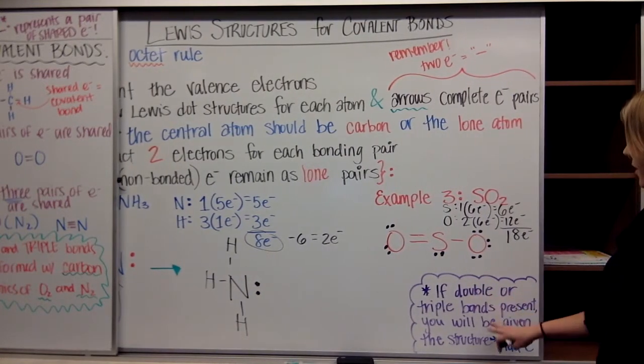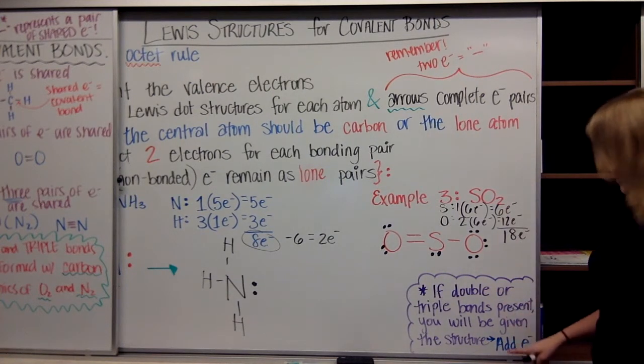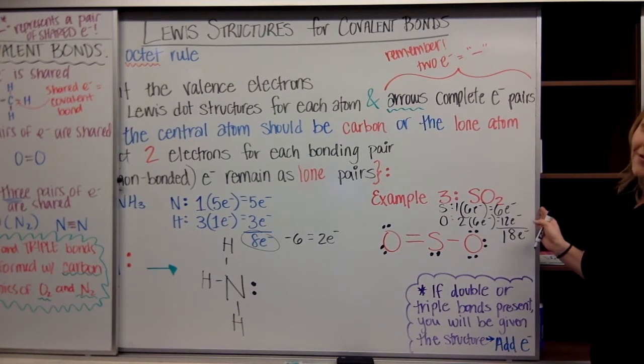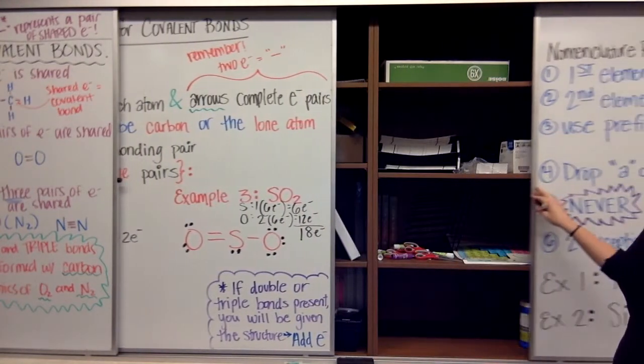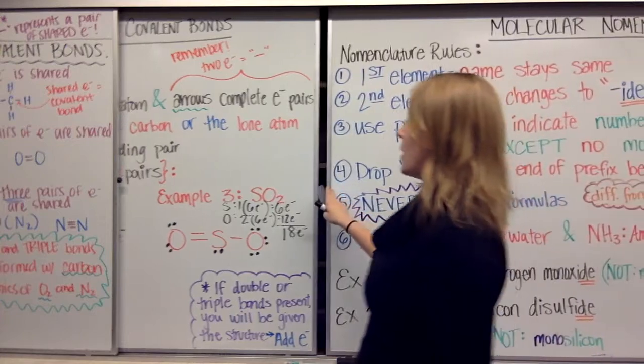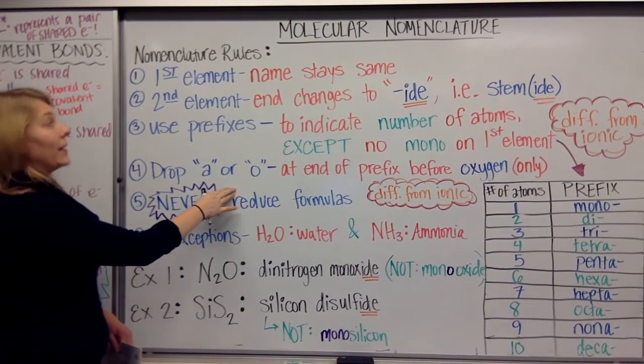All right, and what I wrote down here: if triple or double bonds are present, you will be given the structure. That's what the word is. You're going to add the electrons to that structure. Now, the last thing that we're going to talk about is how to name covalent bonds. We talked about naming ionic bonds. Now we're looking at covalent bonds.